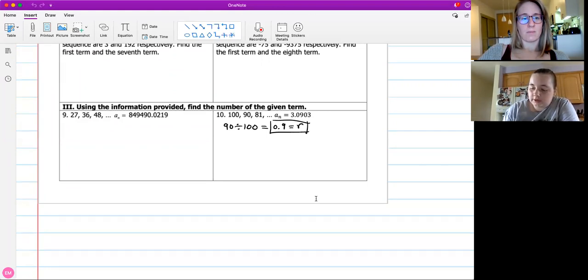So then to write our explicit equation, we're going to take a_n equals our first term, so 100, and then multiply it by our common ratio to the n minus 1. To find n, you're just going to take 3.0903 and stick it in for a_n. So you're going to write 3.0903 and set it equal to 100 times 0.9 to the n minus 1.